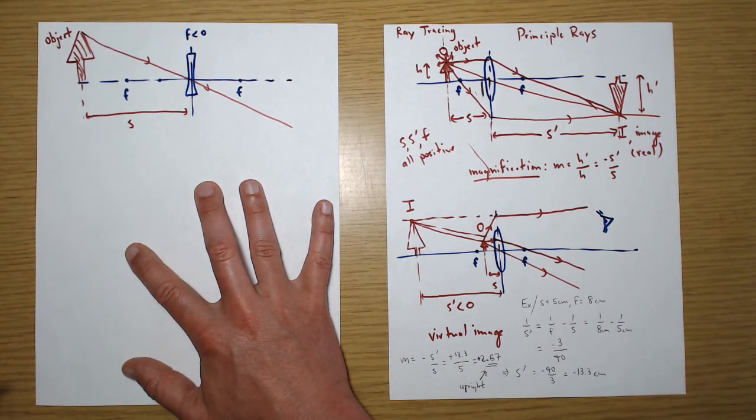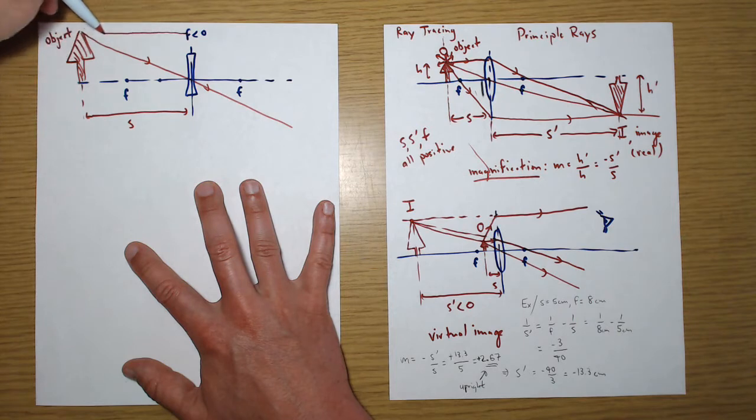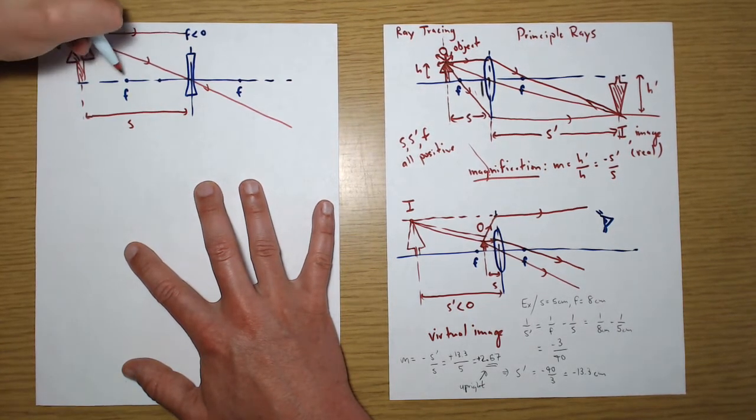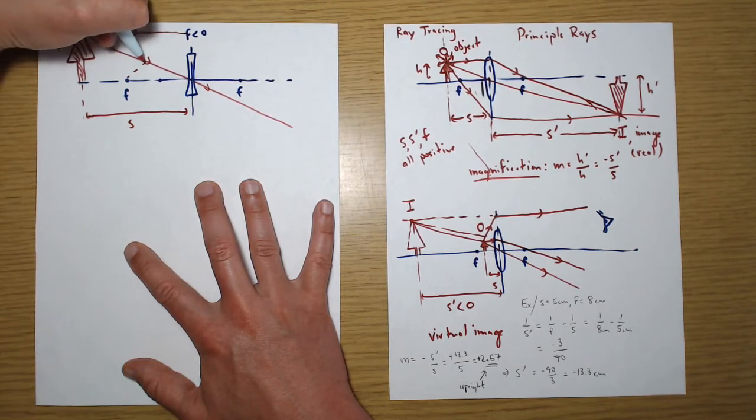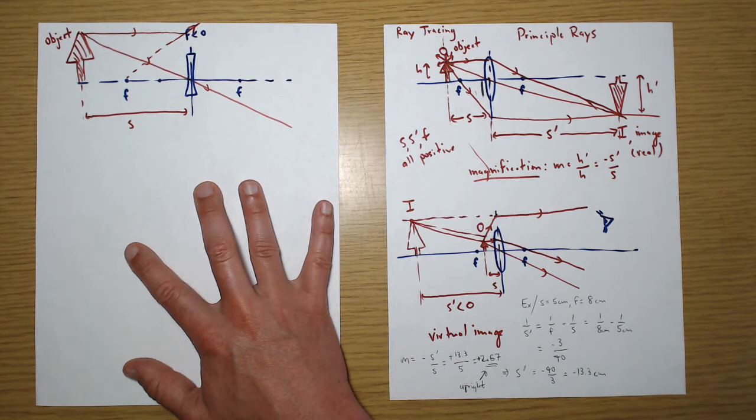Okay, now what would be another ray that I have? Well, let's say I have a ray that is parallel to the optical axis. That ray would diverge along a line that, when extended backwards, goes virtually through the focal point. So I'd get something that looks like this.